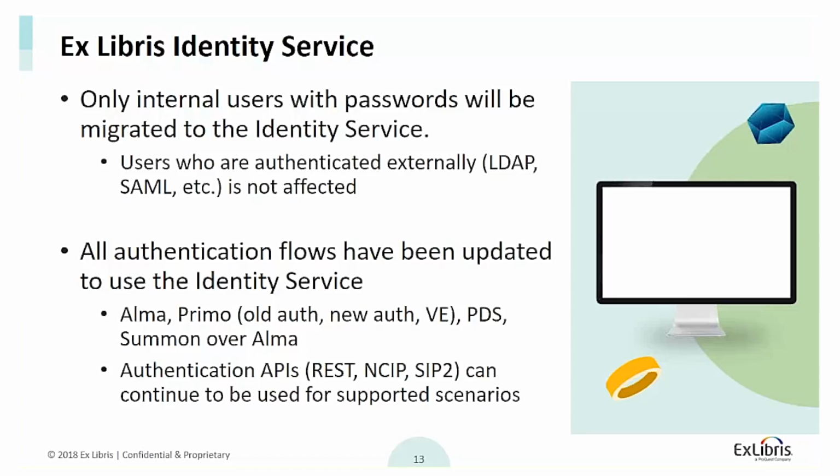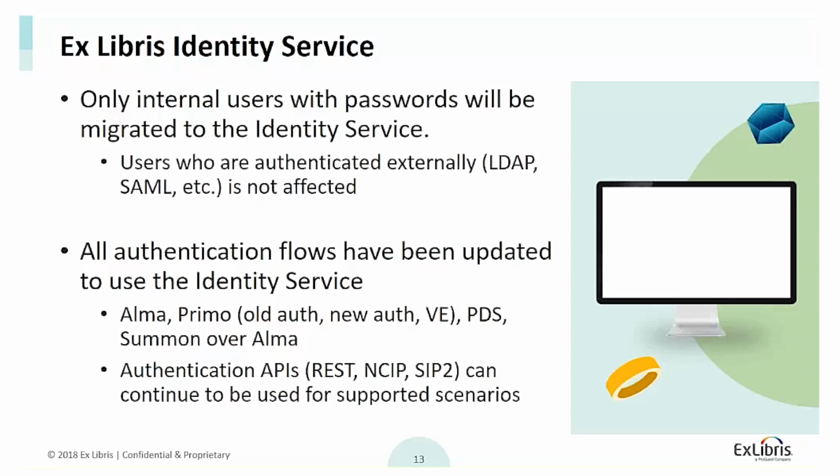And the other point of clarification I want to make is that all the various authentication flows that institutions might have been updated to use the identity service. So of course within Alma itself for staff users, also Primo and all the variations, old authentication, new authentication, Primo VE, for those Primo instances that use PDS, Summon over Alma, so all of the various discovery services have been updated to use and to interoperate with the Ex Libris Identity Service.